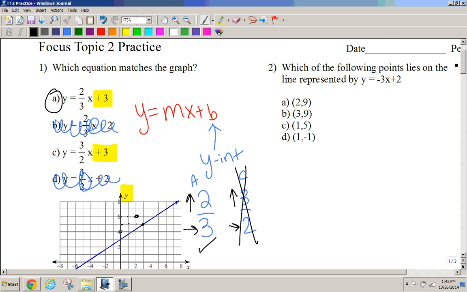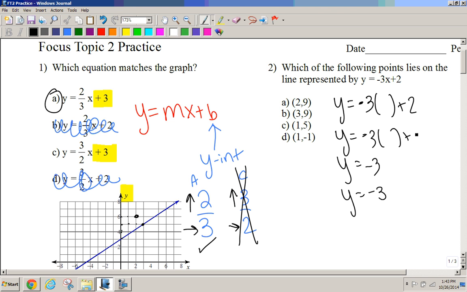All right, number 2. Which of the following points lies on the line represented by y equals negative 3x plus 2? Okay, there's a couple different ways you can do this. You can go through these one at a time, and you can fill in all of the x options. So let's see, negative 3, negative 3, negative 3. Here's our equation. And for each one of these sets of parentheses, I'm going to fill in the x value given to me in this problem.